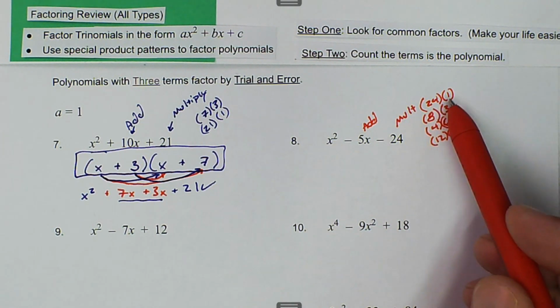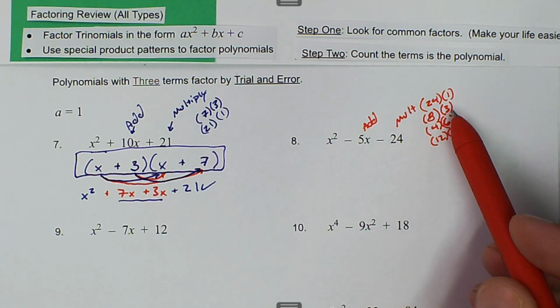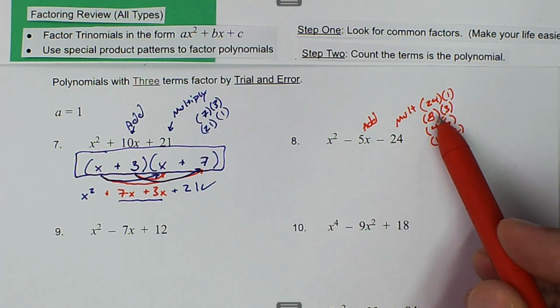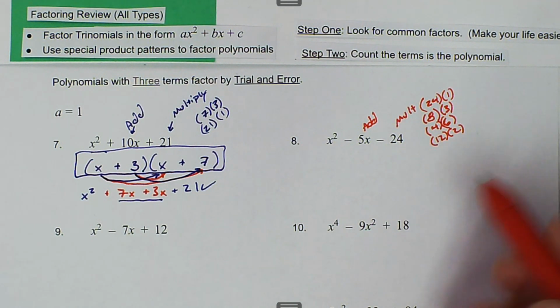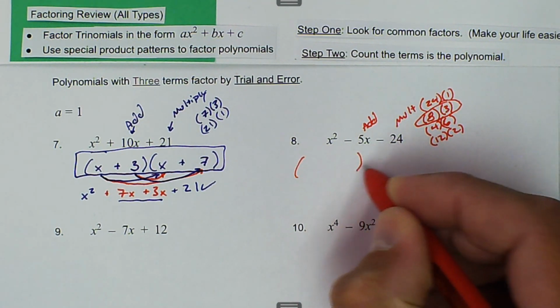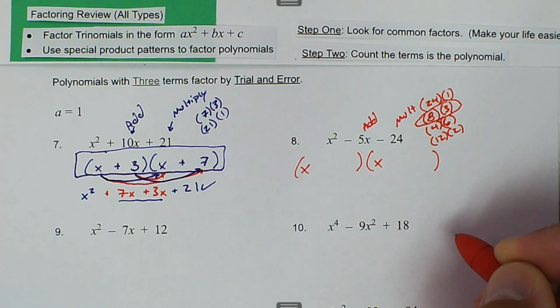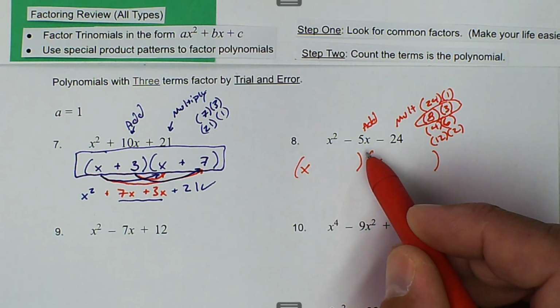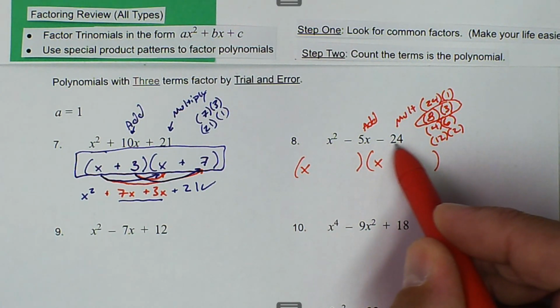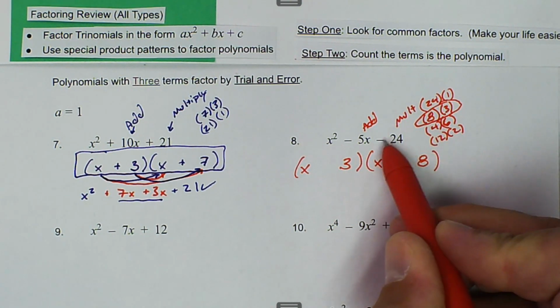So 24 and 1, we could either do 24 plus 1 is 25, 24 minus 1 is 23, so this one's out. 8 plus 3 is 11, 8 minus 3 is 5. Okay, so we're on to something there. So we think that we're going to use 8 and 3, so we'll still have our two binomials. And we still have to make that first term, which is going to be x times x. And then we have to look at our last term. How do we get to -24? We're going to say 8 times 3. And it has to be negative.